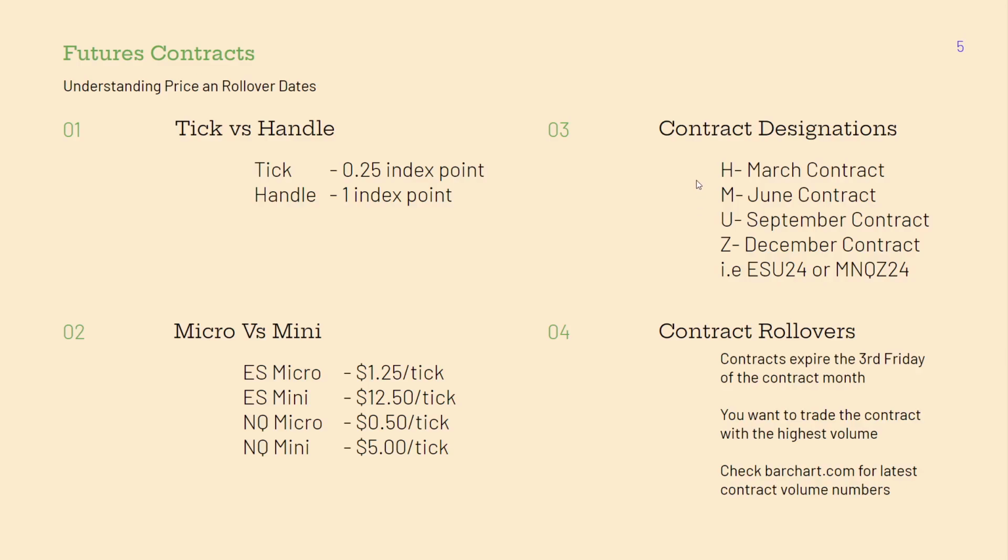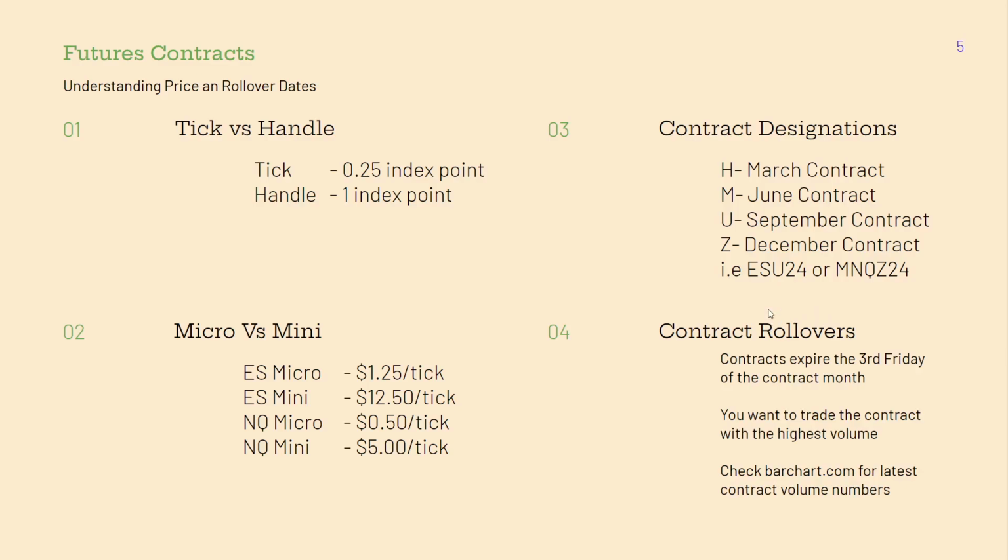When you are looking at these contracts for these future markets, we have designations. There's 4. H will be designated for the March contract, whereas June is the M, September is U, and December is the Z. For example, the contract designation ESU24 is a contract for the S&P 500 futures September contract in the year 2024. Or we have an example here of MNQZ24, a micro contract for the NASDAQ in the December contract.